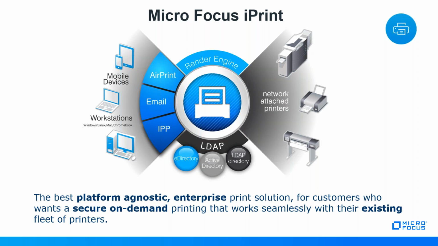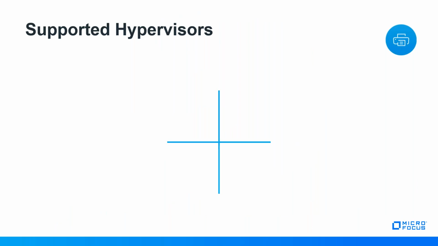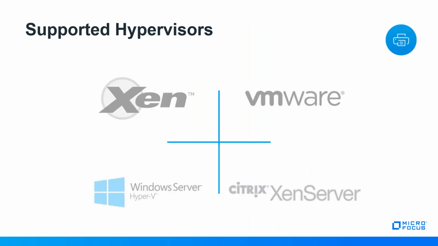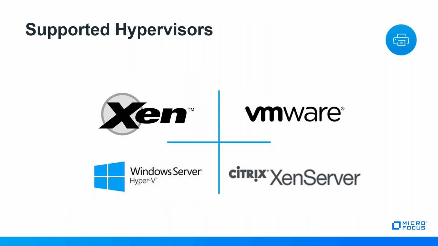So this slide is basically the Micro Focus iPrint slide. And as I was talking about, supporting different workstations, different network attached printers, and the AirPrint server certification. So this is just a high level diagram of what iPrint is. And the next was about the hypervisors which iPrint appliance runs on. So these are the hypervisors which are supported with iPrint appliance.